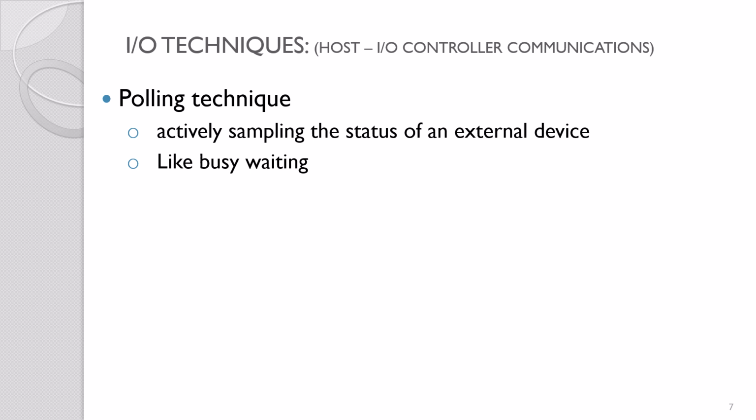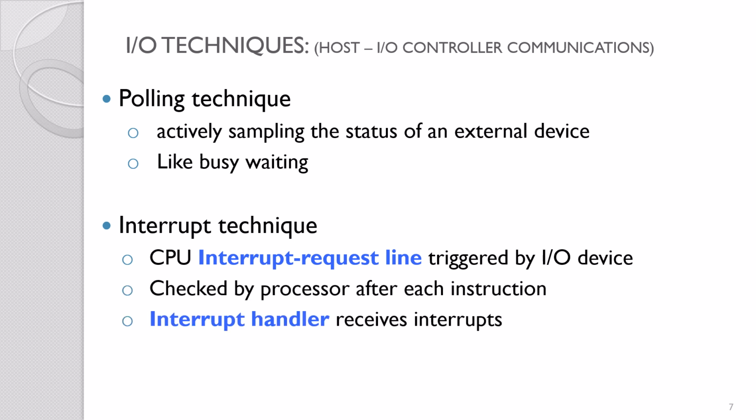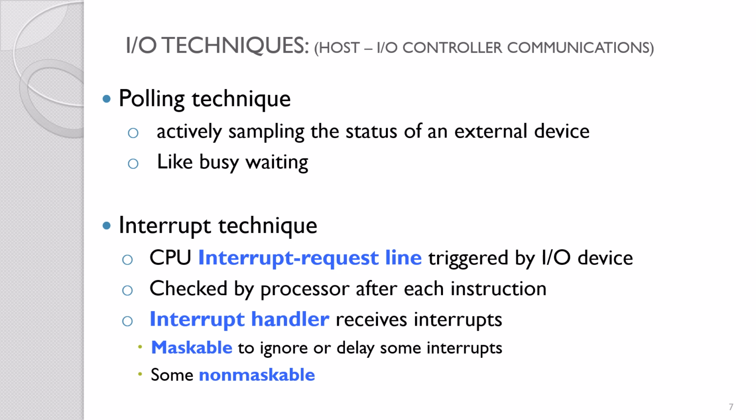So let's go a little bit over communication. Like I said before, with the polling technique, you actively check the status of the device, and it's like busy waiting, so you're taking CPU cycles to do this. With the interrupt technique, you just wait, and when the device is ready, you get an interrupt, and you have an interrupt handler that's ready to deal with that. And I just said the difference between maskable and non-maskable interrupts.